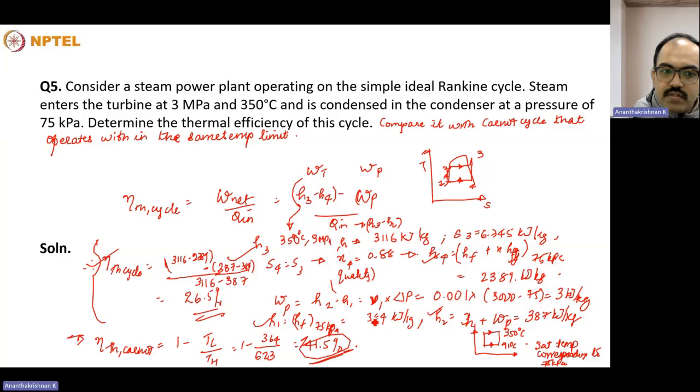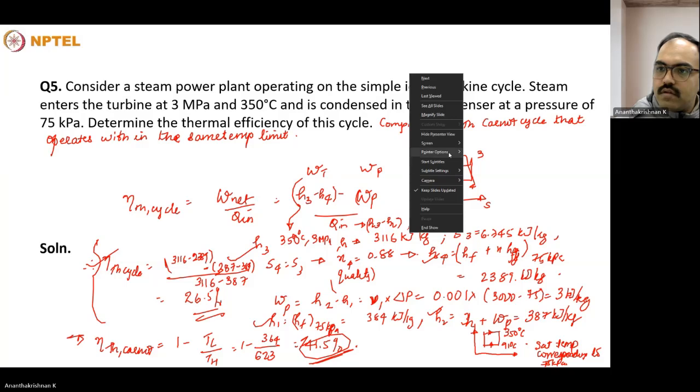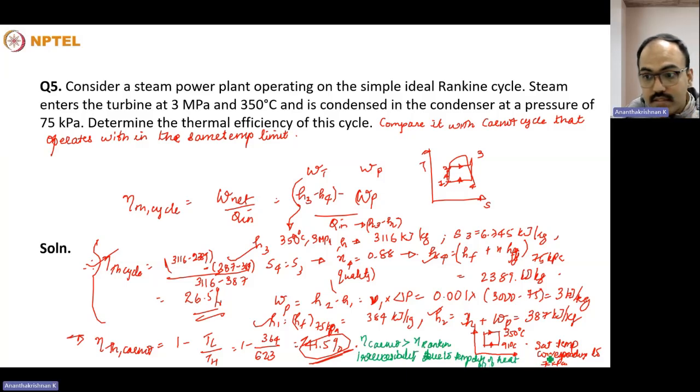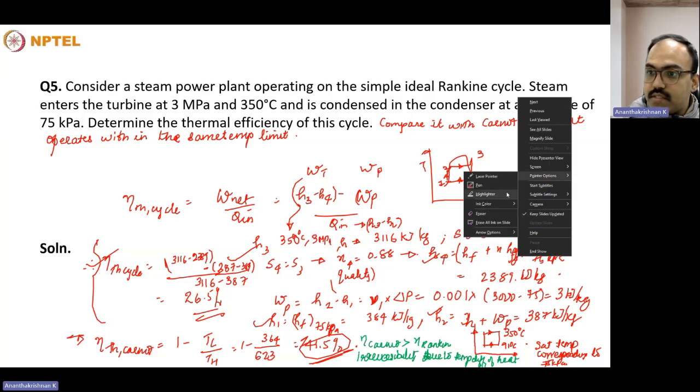So basically, the irreversibility is due to the temperature difference of heat addition. Write it somewhere else since it becomes so congested.